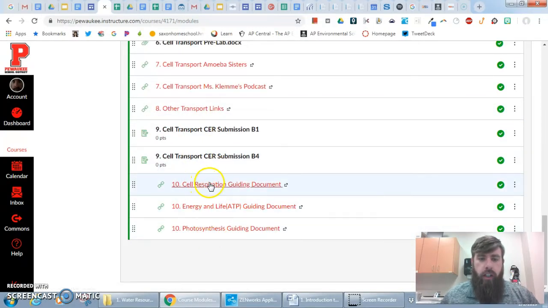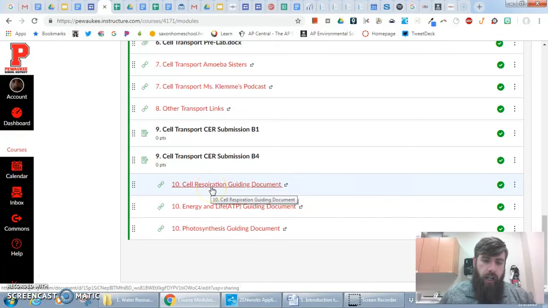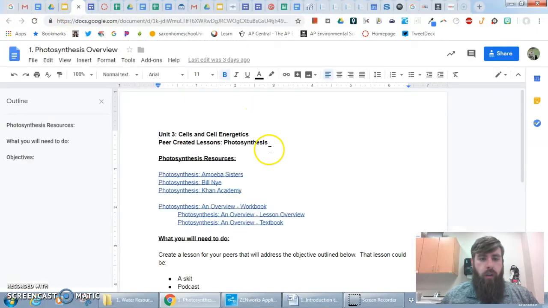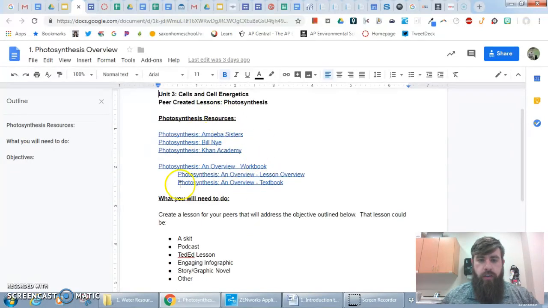Each one of these documents, depending on what project you are assigned, is the document that you are going to use with your group. So this is where you're going to get your documents for working on your research for your project. Let's take a look at one of those sheets. This is the photosynthesis. I created this so that you guys have a bank of resources. And then Mr. Reed added in workbook, so like textbook stuff. I added in videos for you guys.